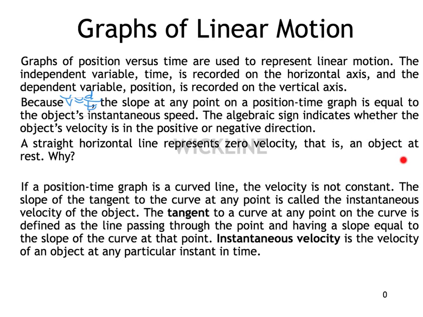And then if you have a slope of 0 or a straight horizontal line, then that's going to indicate an object at rest, because, of course, the slope is 0 at that point. If you manage to get a position versus time graph that is curved, then you can draw a tangent to a curve at any point to find an instantaneous speed. And the instantaneous speed, or the instantaneous velocity, is the velocity of an object at any particular instant in time. So it's not by any means average, it's a particular instant of velocity.